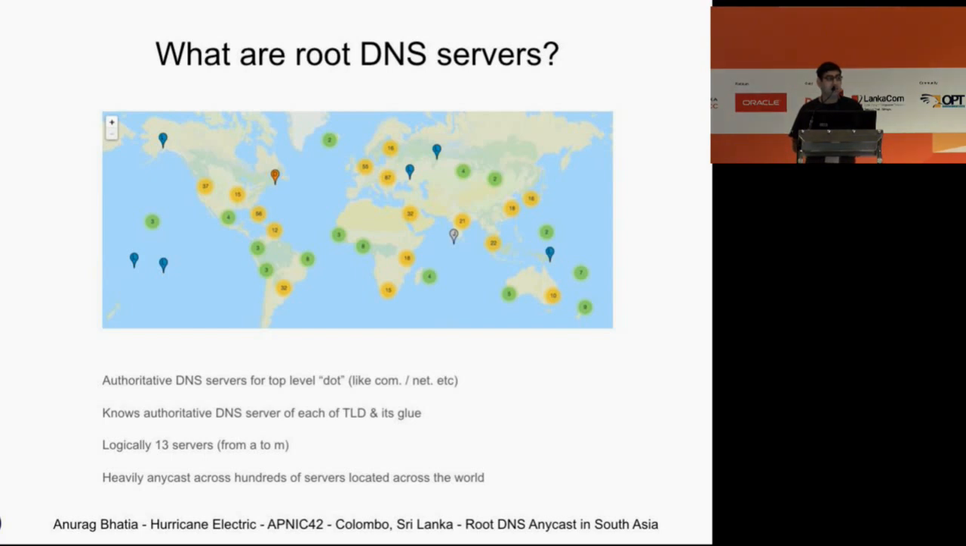These are named from A root all the way till M root. And this is a logical number. It's very important to note that in reality, there are way more root DNS servers, and these are heavily anycasted. So 13 is the number of unique addresses, which are anycasted from different locations. This map shows some of the numbers over here.